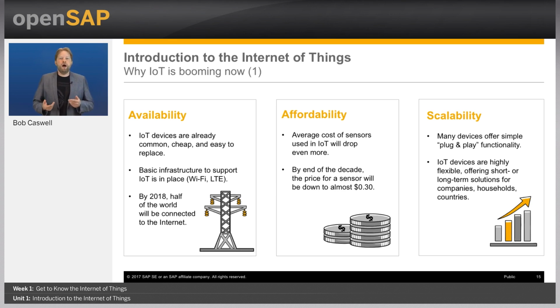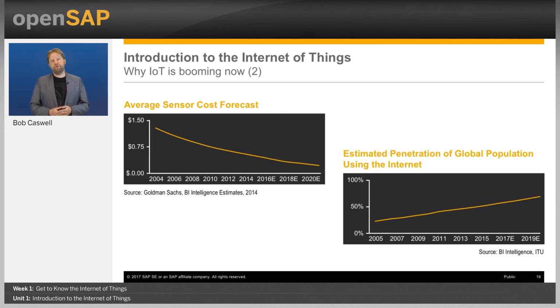Okay, so finally, IoT devices also tend to be highly flexible and expandable. So in case that wasn't convincing enough, here's some nice visualizations to show you how the average cost of sensors is dropping dramatically over time. And also, at the same time, check out how the percentage of the global population using the internet is ever rising. So what happens is those two trends combined explain why the Internet of Things is really taking off.